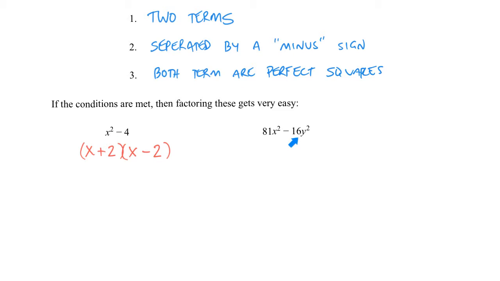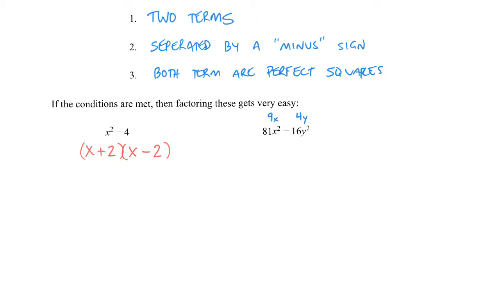Well, it's two terms. Got that? Separated by a minus sign. Got that? And 81x squared is a perfect square. What's the square root of 81x squared? It's 9x. 9x times 9x gives you 81x squared. And for 16y squared, it's 4y. 4y times 4y gives you 16y squared. So this meets all three criteria. It's two terms, it's separated by a minus sign, both terms are perfect squares.